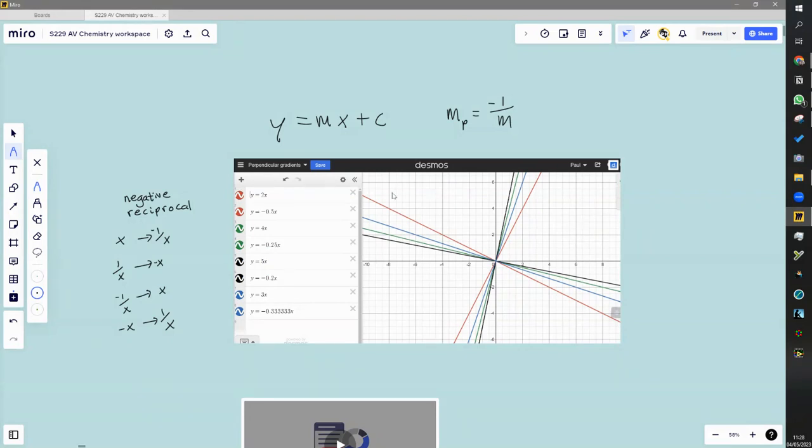So let's say, I'm going to switch backwards, in the opposite direction to what makes sense, just to make it a bit easier and show you that it works both ways. Let's say the original gradient is negative 1/4. So like this one here, the perpendicular gradient should be 4. So m_p is equal to negative 1 over negative 1 over 4.